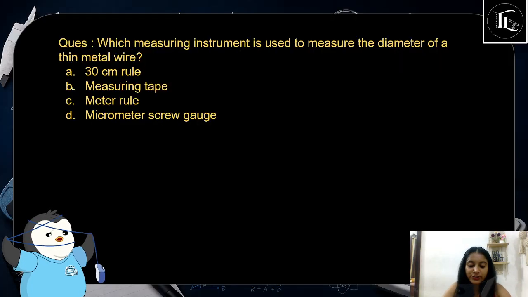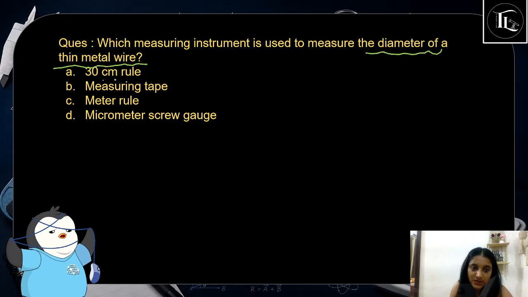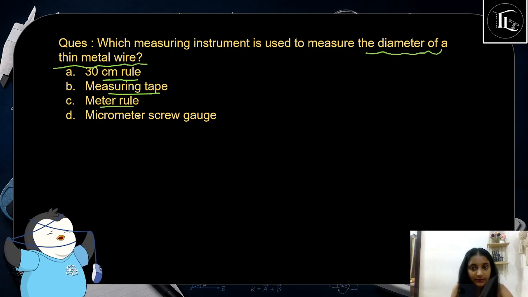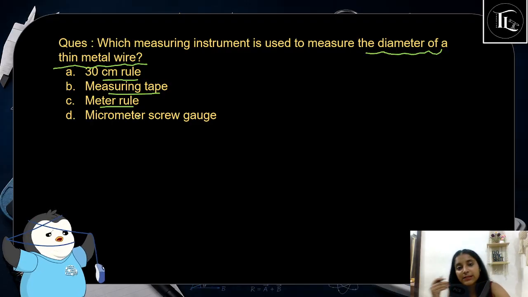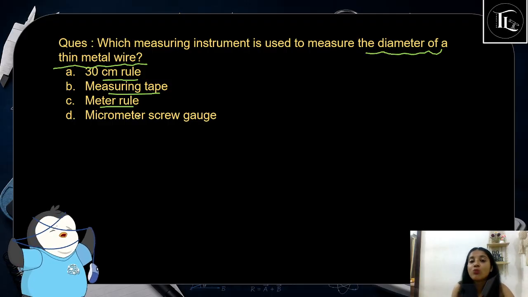Yes, so the next question. Which measuring instrument is used to measure the diameter of a thin metal wire? Now, the 30 centimeter rule, measuring tape, or meter rule, they all measure distances, right? A diameter is a kind of distance, right? So they all measure distances, but large distances, not very small distances, and they are not capable of giving us readings which are more precise. And if we talk about the diameter of a thin metal wire, we need a reading which is more precise.